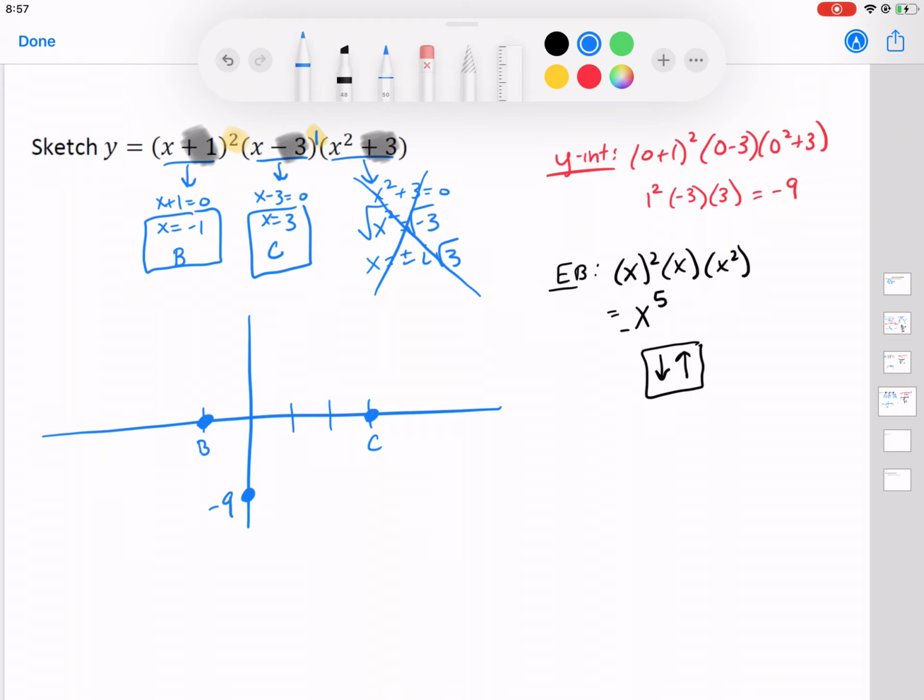So I go to my graph. Farthest left point is going to go down. Farthest right point is going to go up. And then I connect the points so that this one's bouncing, so I do not go through the x-axis. I go to -9, and then I cross through at 3.